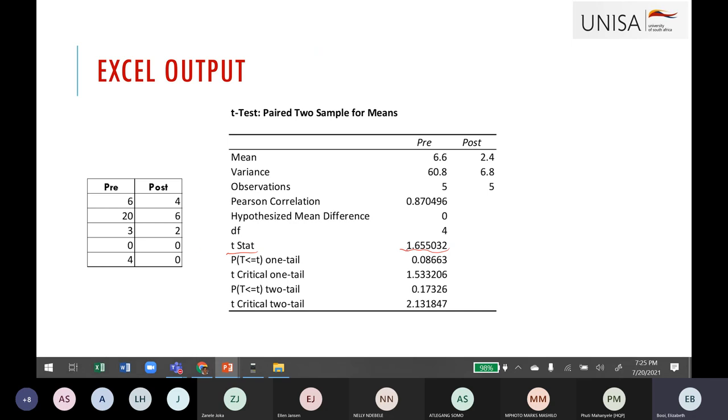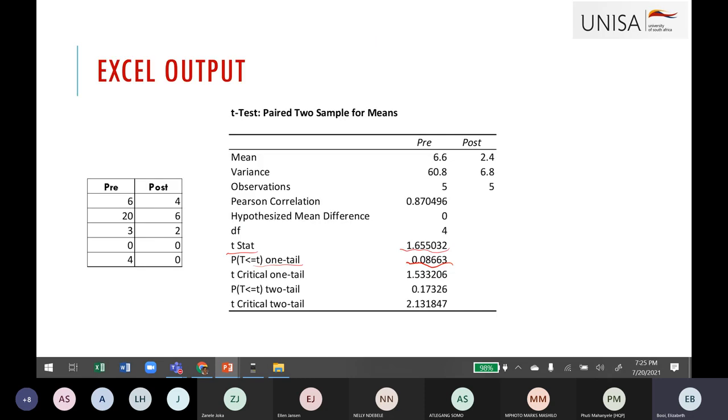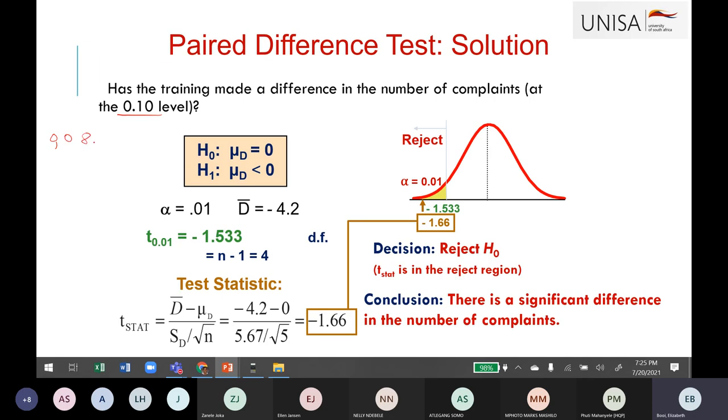In this instance, it left it as a positive. And it calculated the p-value, so we can use the p-value from here. We know that we're doing a one-tailed test, and we can take that one-tailed p-value, which is 0.086. We know that our alpha is 0.10, and 0.086 is less than 0.10. So we still reject the null hypothesis. We're still going to get the same information that we got when we used the critical value.